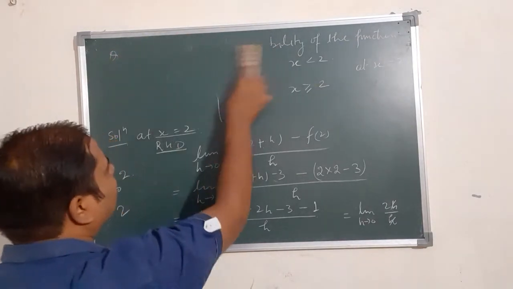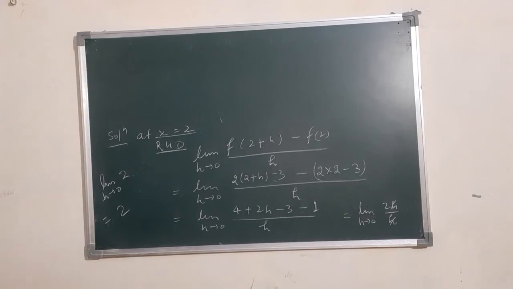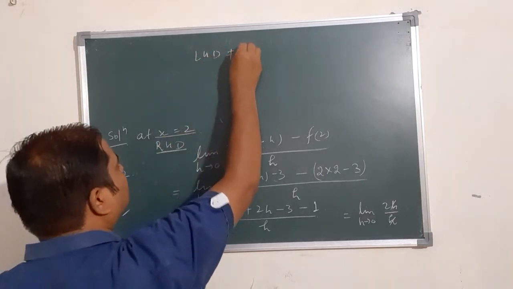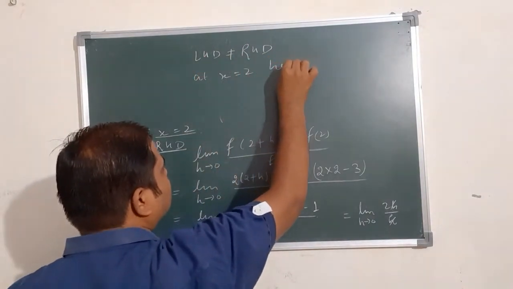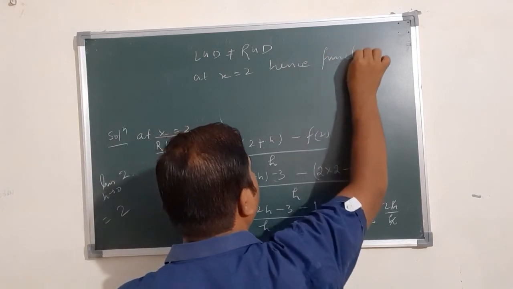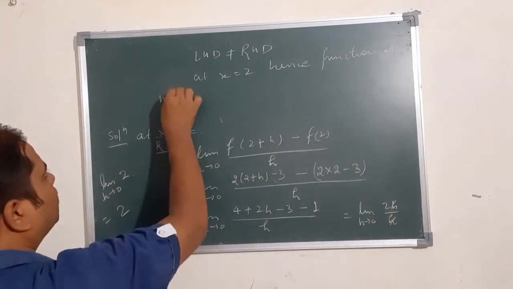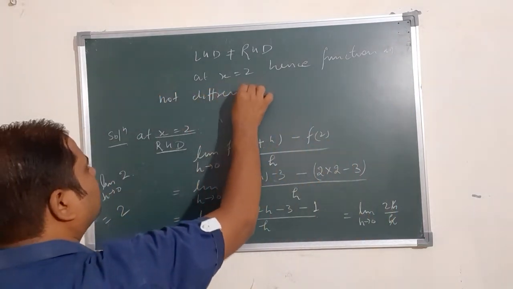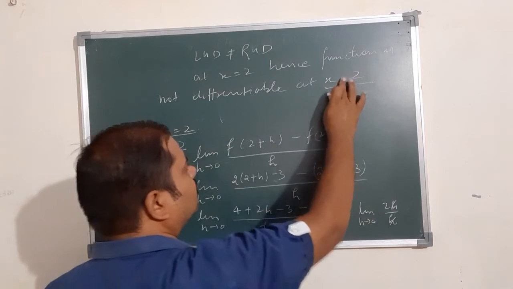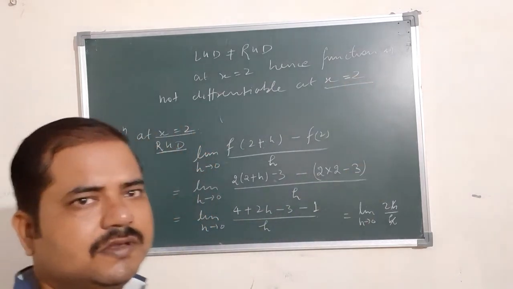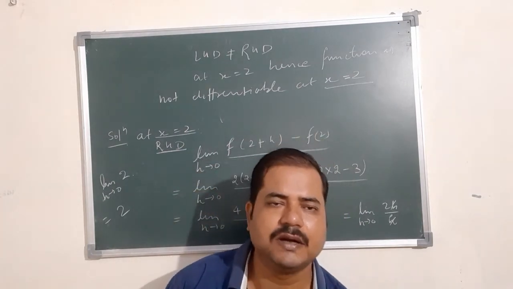So if we see here, LHD does not equal RHD at x is equal to 2. Hence the function is not differentiable at x is equal to 2. Hence the function is not differentiable at x is equal to 2. So this is the differentiability of the function.